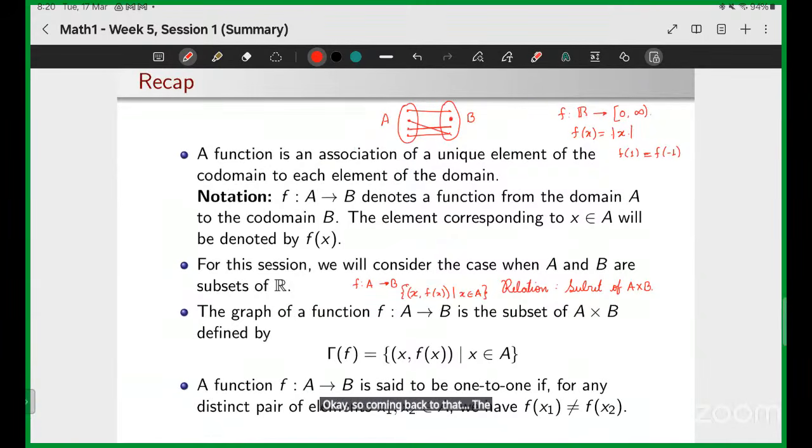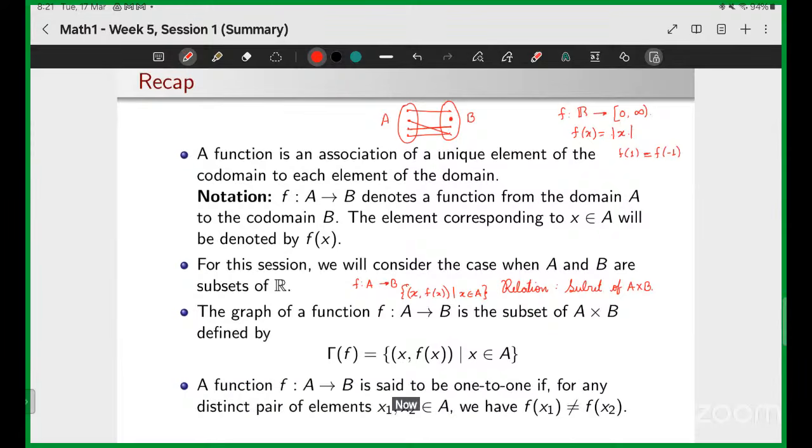Coming back to that, the graph of a function from a subset of R to a subset of R can be visualized in the Cartesian plane R2. How do you do it? You just collect all the points of the form x comma f of x. You vary x in the domain, and at the x coordinate equal to x, you put the height equal to f of x. Then you will get a collection of points, and that is called the graph of the function.